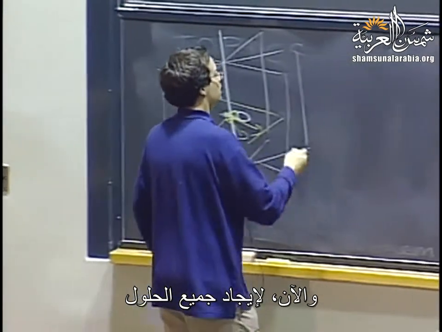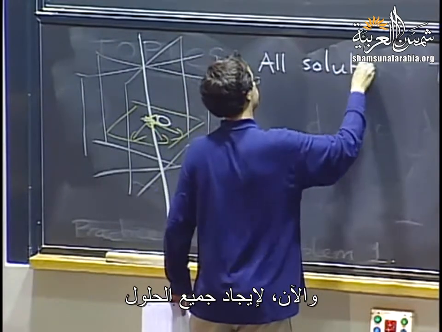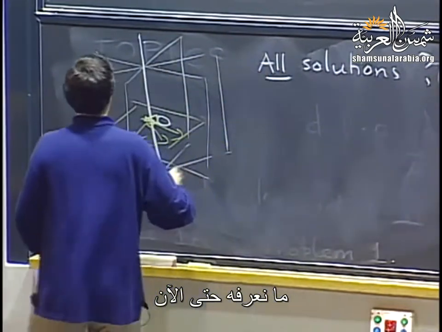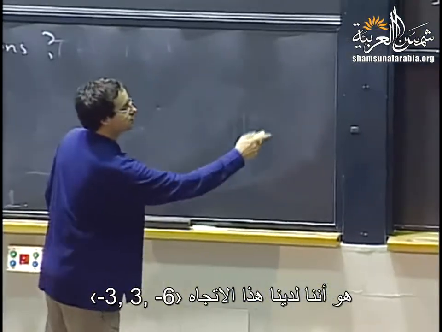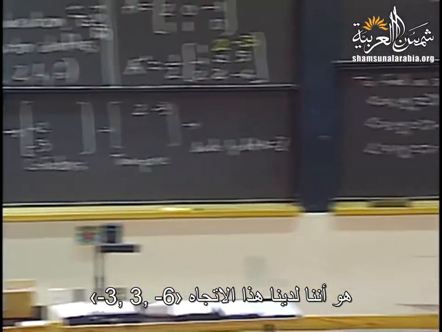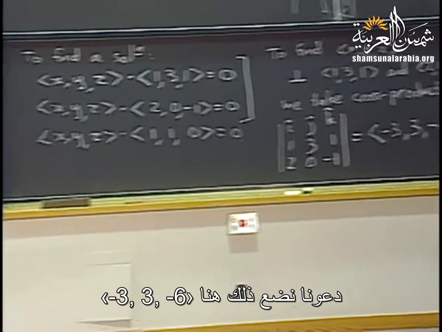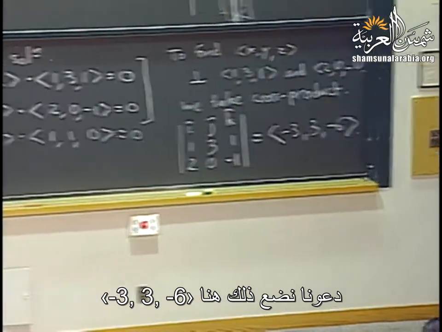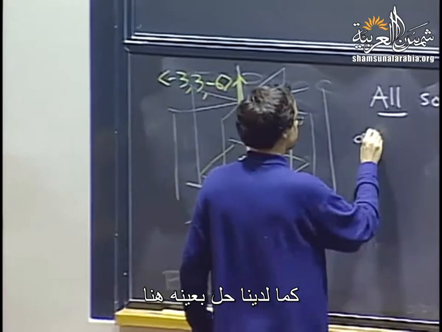So now, to find all the solutions, what we know so far is that we have this direction, minus 3, 3, minus 6, that is going to be parallel to the line of intersection. Let me draw it here, for example. Minus 3, 3, minus 6. And so now we have one particular solution.